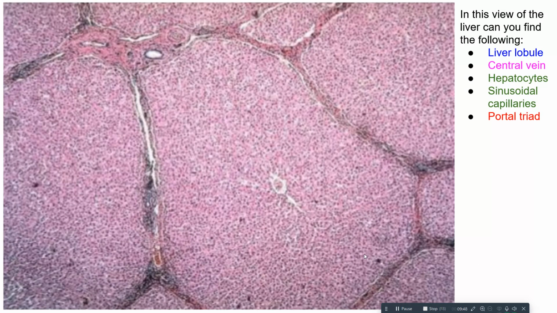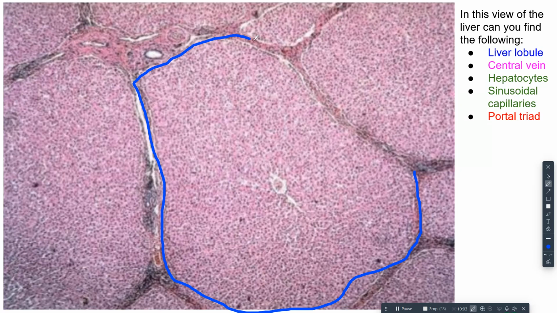So here I have another liver here, and let's find some stuff here. The liver lobule is this entire thing right here. This entire thing is a liver lobule. I'm basically drawing on the connective tissue that is between the liver lobules. This would be another lobule over here. This would be another lobule over here.